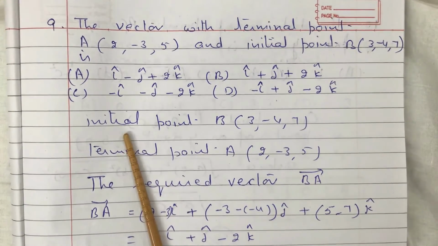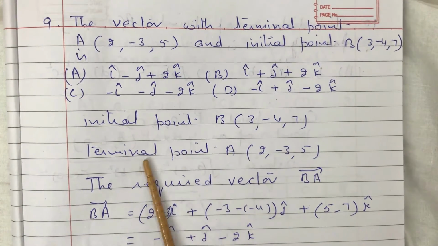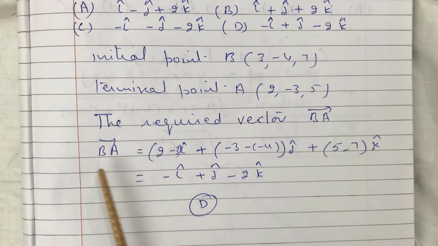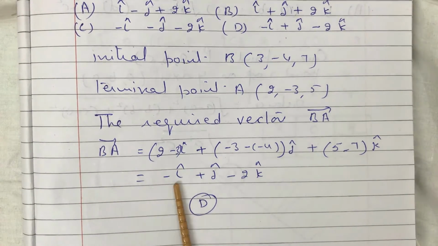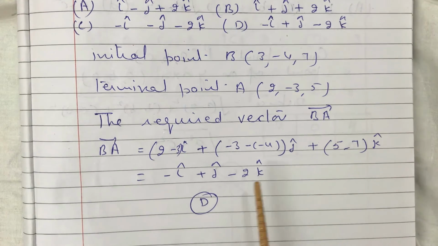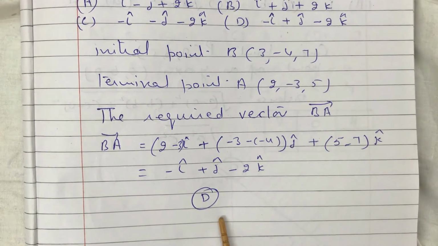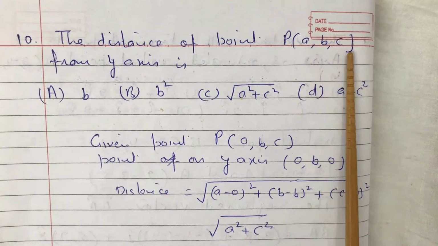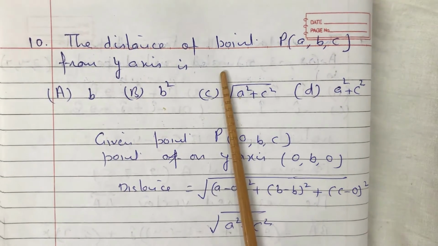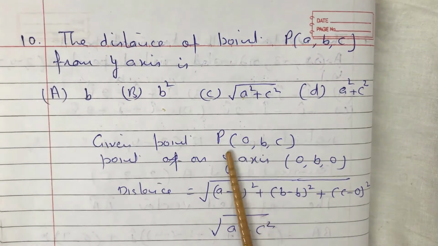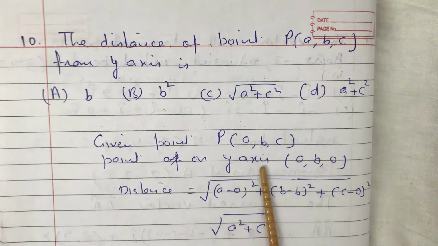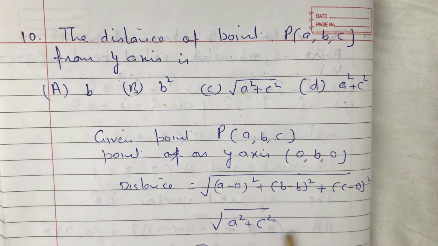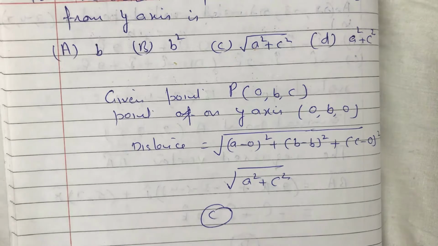Now here the initial point is this, the terminal point is this, so the required vector is BA. So BA is equal to minus i cap plus j cap minus 2k cap. So D is the option. Now the 10th question: the distance of point P(a, b, c) from the y axis is. Now the given point is P(a, b, c). The point on the y axis is (0, b, 0). Distance will come out to be √(a² + c²). So C is the option.